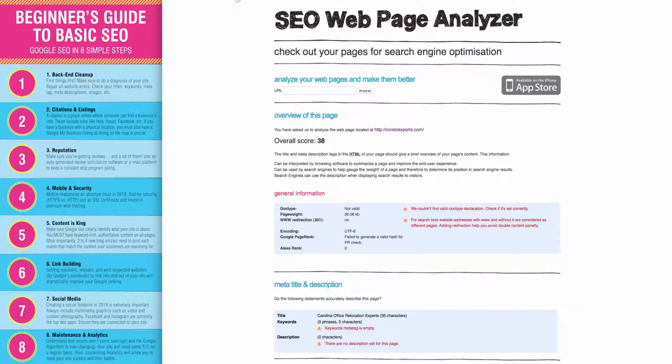First things first, make sure you do a diagnosis of your site. We repair all website errors, so we've pulled Core Lint, which is a client that we're getting ready to rebuild a website for, and run them through our web page analyzer. You can see they score pretty rough, down at 38, with all kinds of issues in red, with page weights, doc types, coding, Google ranks, Alexa, even their keyword meta tags description area is completely empty.